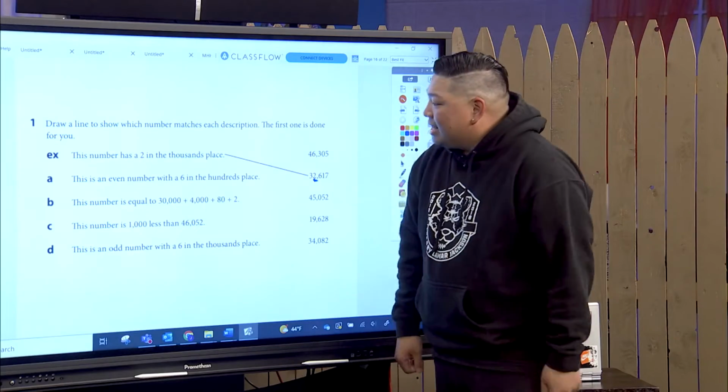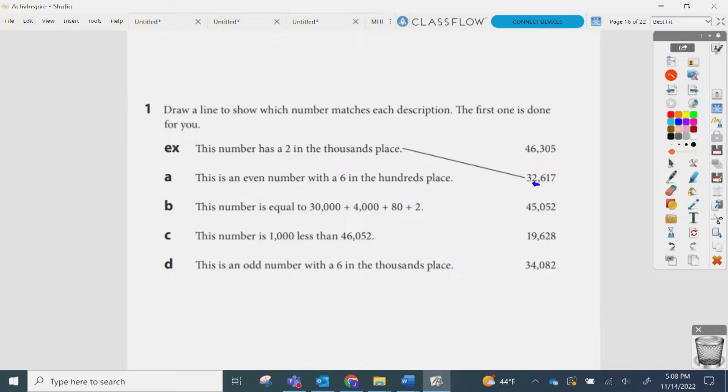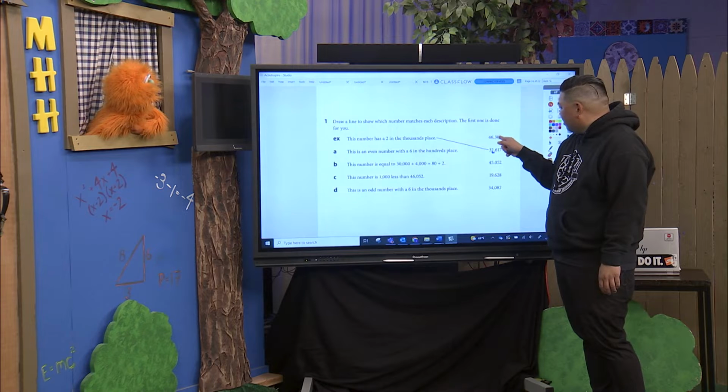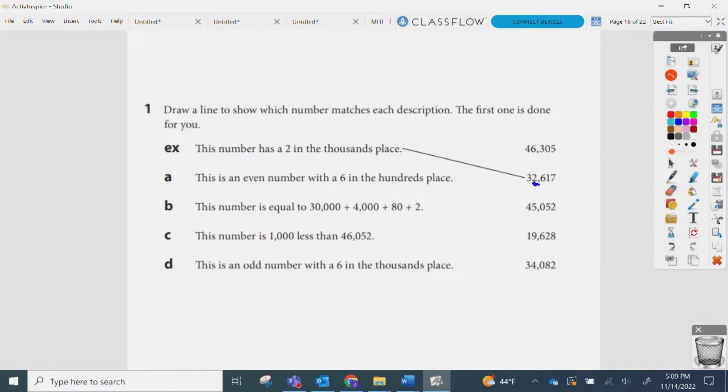All right, this is an even number with a 6 in the hundreds place. I have a 6 here, but that's not in the hundreds place. That's in the thousands place, so that's not the answer. The next one has a 6 in the hundreds place, but we already used that one. You're right, it does have a 6 in the hundreds place, so that's what we're looking for. Oh, there it is. It's the second to bottom one.